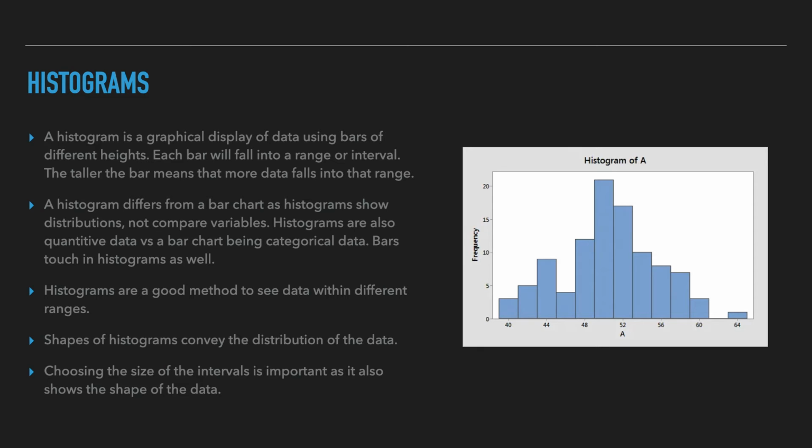Histograms are a good method to see data within different ranges. Shapes of histograms convey the distribution of data. Choosing the size of the intervals is important as it is also showing the shape of the data.